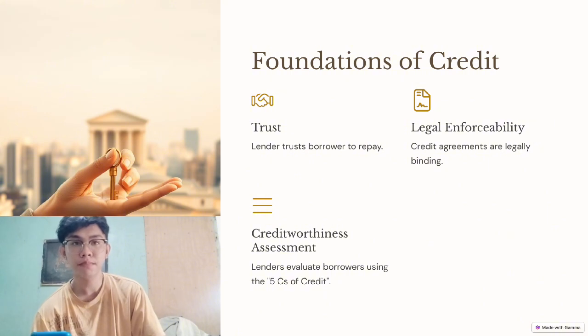So lenders evaluate borrowers using the 5 C's of credit. So the 5 C's are character, capacity, capital, collateral, and condition. So in character, the borrower's reputation for repaying debts. The capacity, so the borrower's ability to repay based on income and expenses. Next is the capital, the borrower's financial assets or net worth. Next will be collateral, assets pledged as security for the loan. And lastly, condition, so external factors like economic conditions or industry trends.